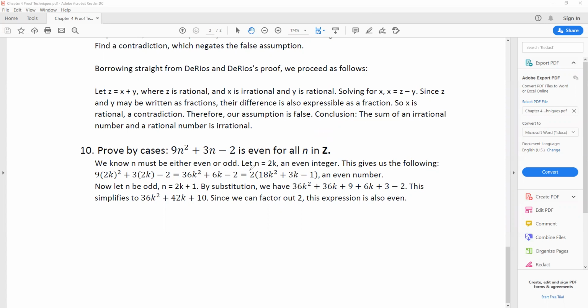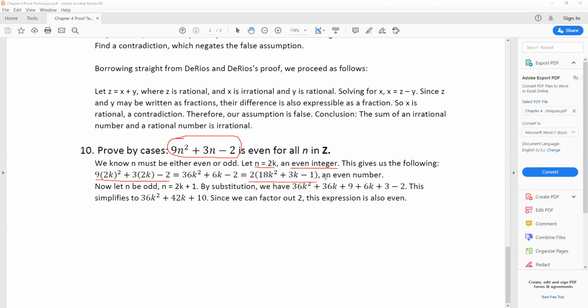If I start off by letting n equal 2k, well, if a number is twice another number, then that number has to be even. In other words, n is even. If I substitute 2k for n throughout this statement, that's going to give me 9 times (2k) squared plus 3 times 2k minus 2. A little algebra will show me that I can rewrite this as 2 times some quantity, that quantity being 18k squared plus 3k minus 1.